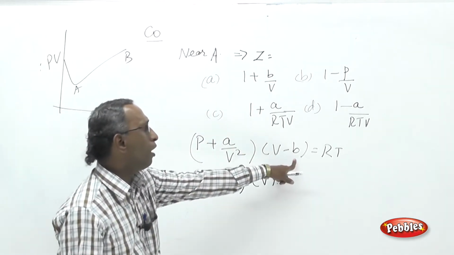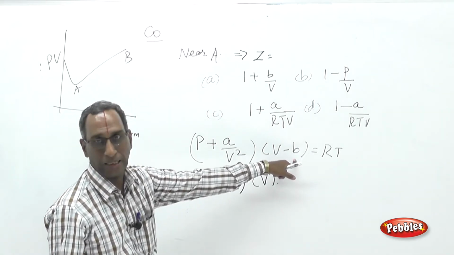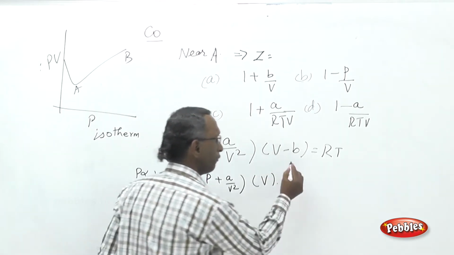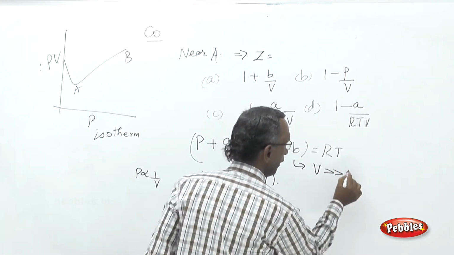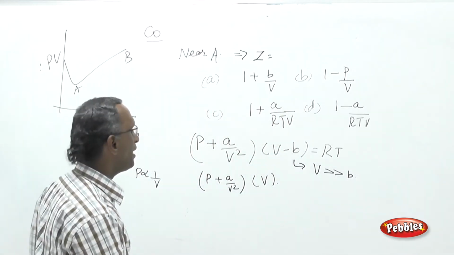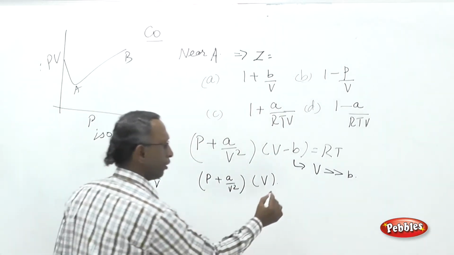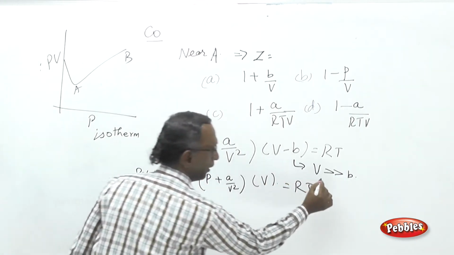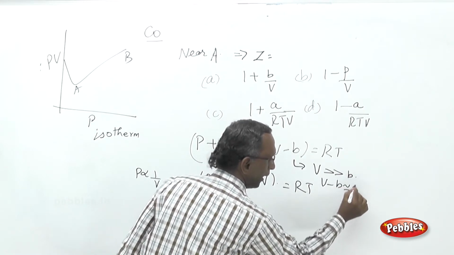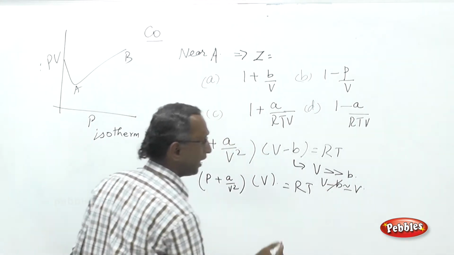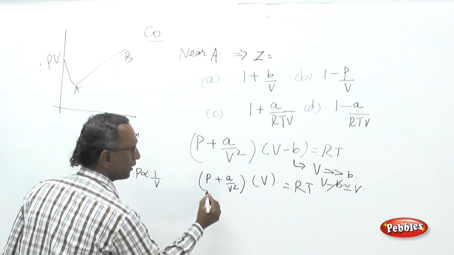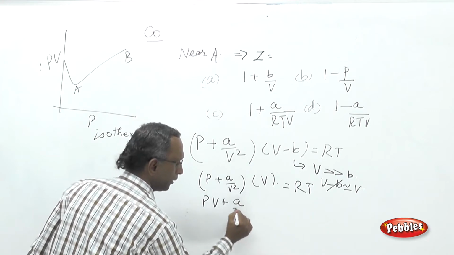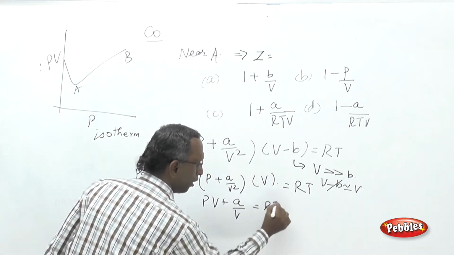So the volume occupied by the molecules is very small compared to the actual volume of the gas. In other words, for this case, V is very high compared to b, so that b is neglected. In this case, only b is neglected. So V minus b is approximated as V. It is resubstituted: P into V, PV, plus a by V squared into V, a by V, equals RT.